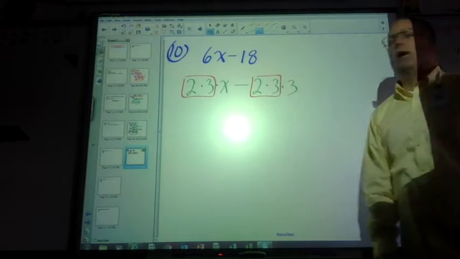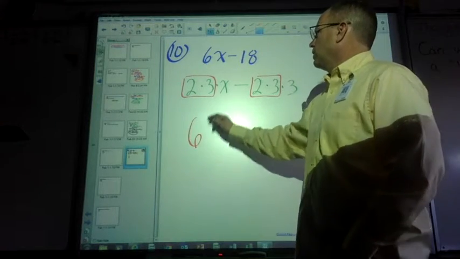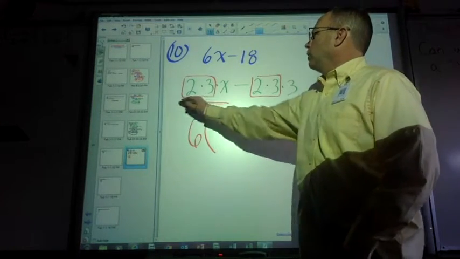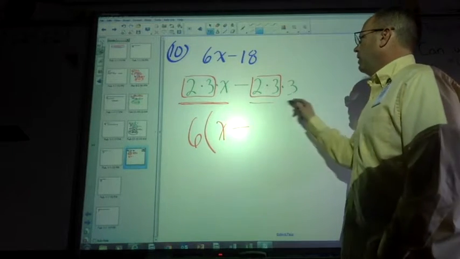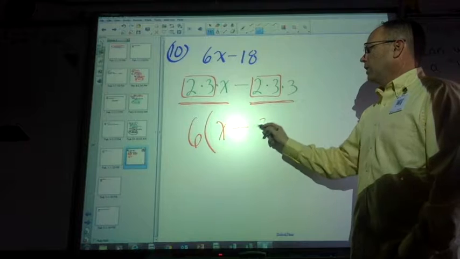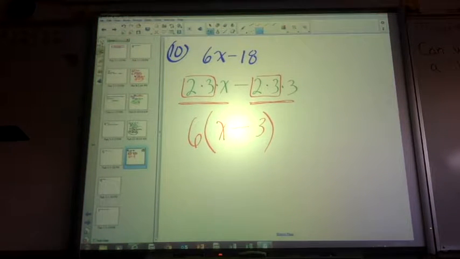Does everyone see that and agree? So I'm going to factor that out. Well, I know that 2 times 3 is 6. What do I have left if I factor a 2 and a 3 out of that? X. The minus comes down. What do I have left if I factor out of there? 3. Done. I factored it down. I broke it down.